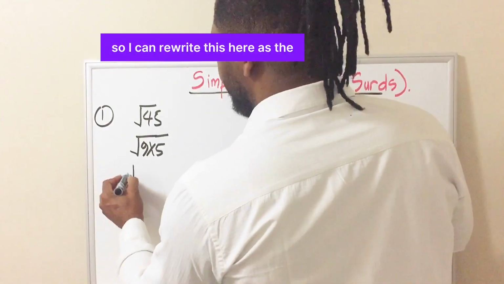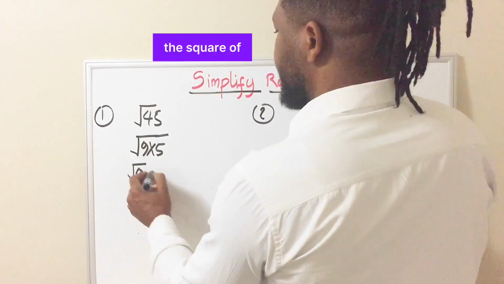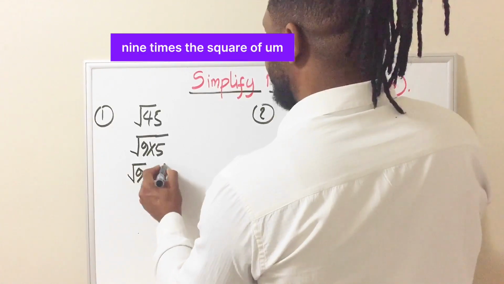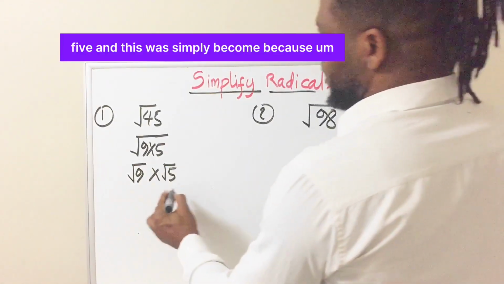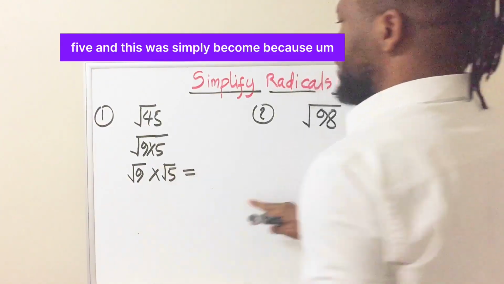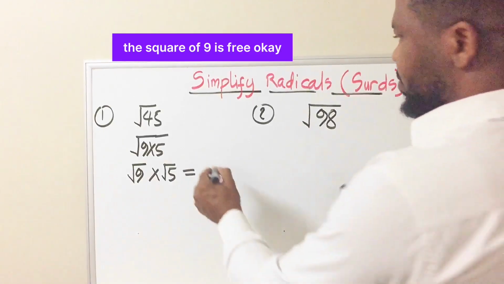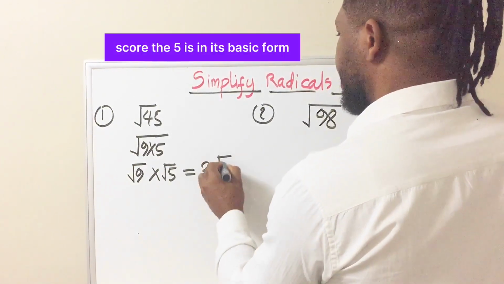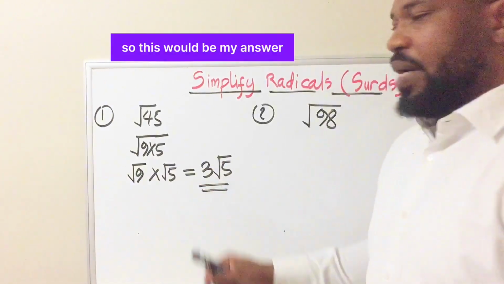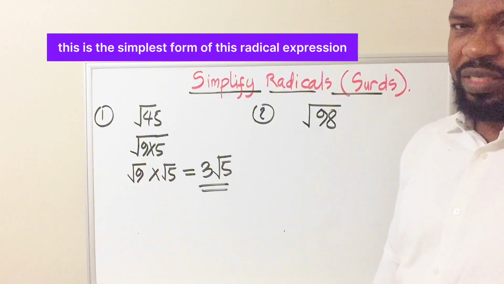So I can rewrite this here as the square root of 9 times the square root of 5. And this will simply become, because 9 is a perfect square, the square root of 9 is 3. Okay, square root of 5 is in its basic form. So this will be my answer. This is the simplest form of this radical expression.